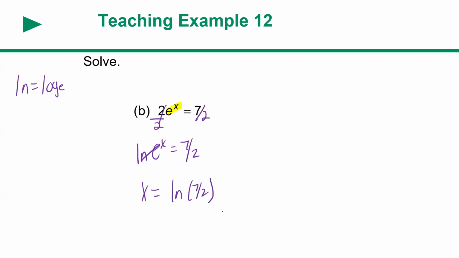So this is my exact answer. And I would plug it into the calculator to find my approximate answer. And we get approximately 1.253. Okay. So do we see the difference between base 10, base 2, base e, base of anything? The main thing is base e is the only time you're going to use natural log versus log.